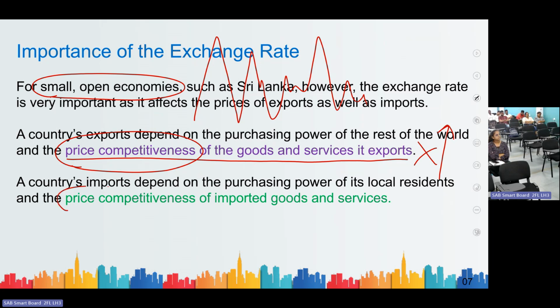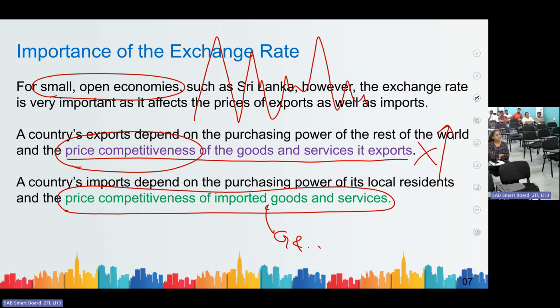On the other hand, a country's imports depend on the purchasing power of local residents and the price competitiveness of imported goods and services. Imported goods and services means goods and services produced abroad. When goods and services produced abroad are of lower prices than domestic goods and services, foreign goods and services become cheaper for Sri Lankans. So Sri Lankans will import a lot of goods and services produced abroad.